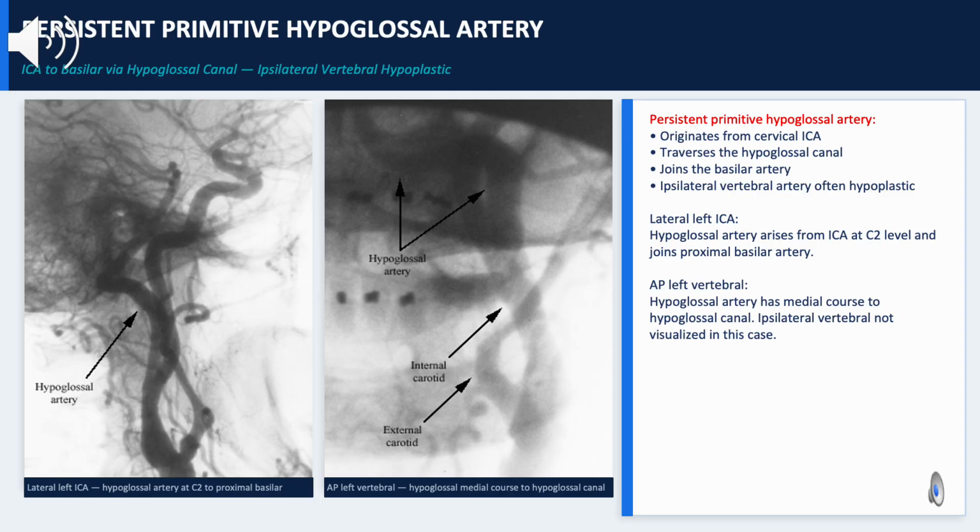The ipsilateral vertebral artery is hypoplastic or absent in the majority of cases because the basilar artery was supplied by the hypoglossal artery during fetal development. The AP vertebral view in this case demonstrates the hypoglossal artery coursing medially toward the hypoglossal canal, differentiating it from the C2 muscular branch, which is extradural and courses laterally to the occipital artery. The practical implication: in any patient where the ipsilateral vertebral artery is not visualized during vertebral injection, look for a hypoglossal artery on carotid injection.